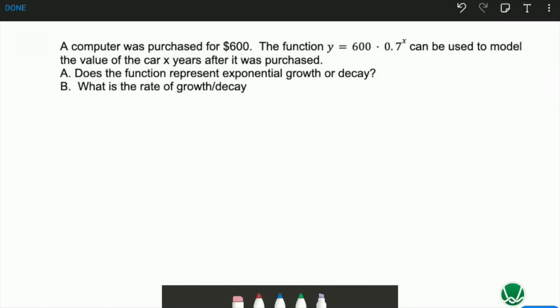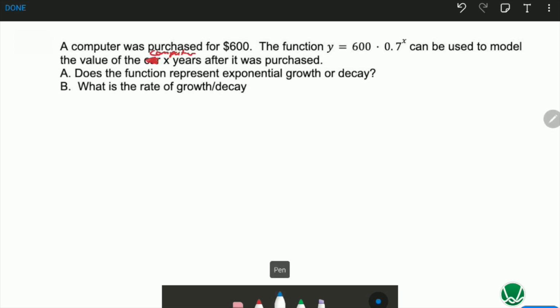Okay, so in this example, we have a computer that's purchased for $600. The function y equals 600 times 0.7 to the power of x can be used to model the value of the car, which I forgot to change, that word is computer, x years after it was purchased. Does the function represent exponential growth or decay? And what is the rate of growth or decay?